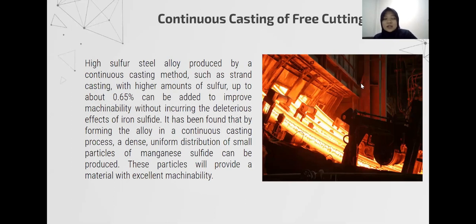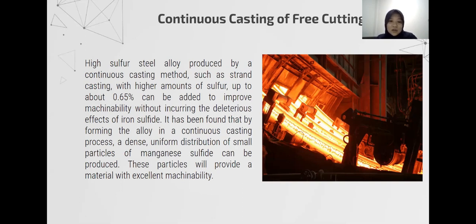Continuous casting of pre-cutting steel. My name is Mutia Fahira, 125-16009, and this is my presentation. Continuous casting of pre-cutting steel.